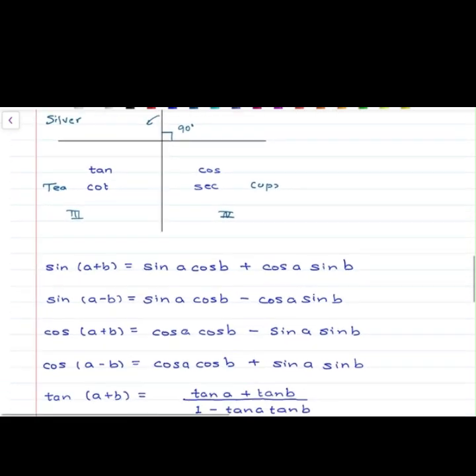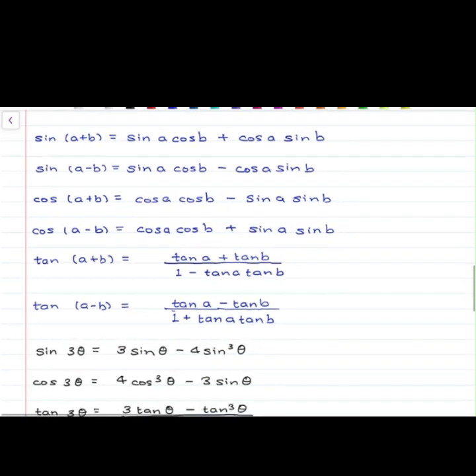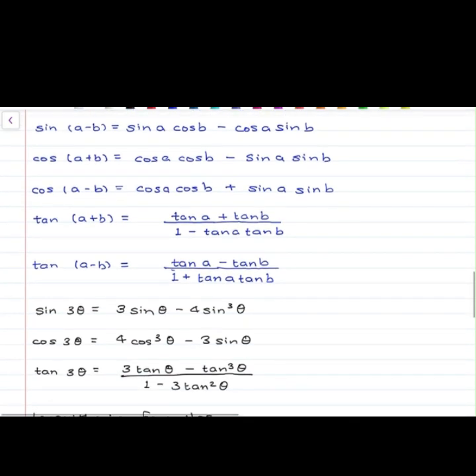Okay, then we have the addition of angles. So sine of a plus b is sine a cos b plus cos a sin b. Sine of a minus b is sine a cos b minus cos a sin b. Cos of a plus b is cos a cos b minus sin a sin b. Cos of a minus b is cos a cos b plus sin a sin b. Similarly, tan of a plus b is tan a plus tan b divided by 1 minus tan a tan b. Tan of a minus b is tan a minus tan b divided by 1 plus tan a tan b.